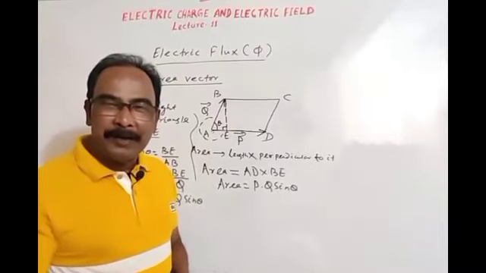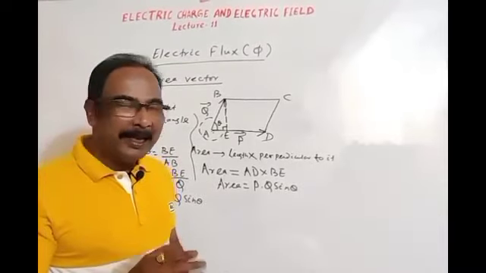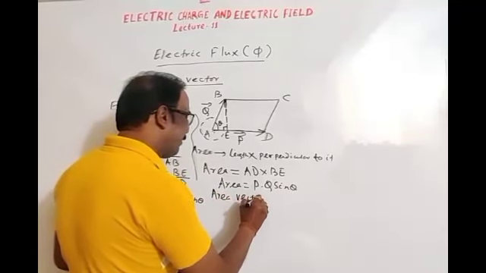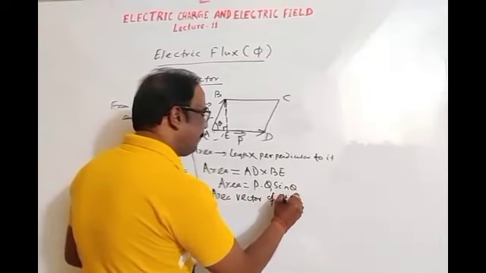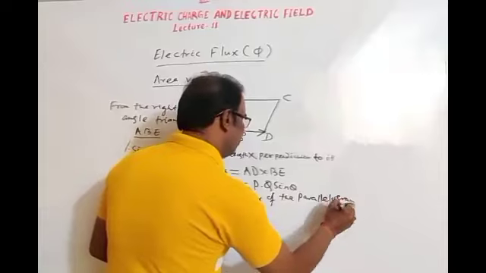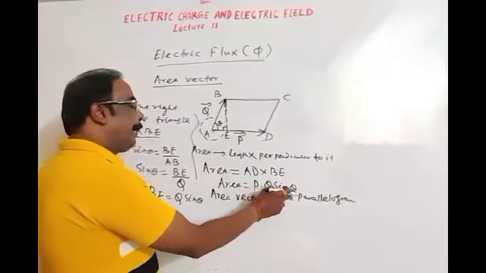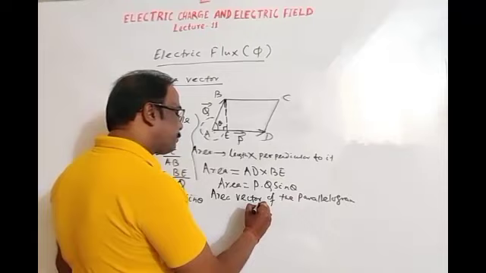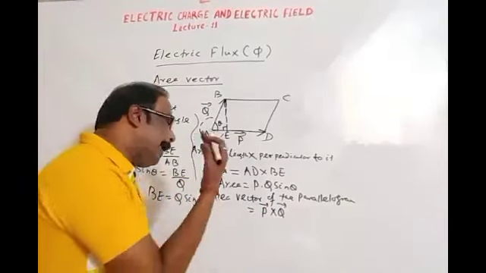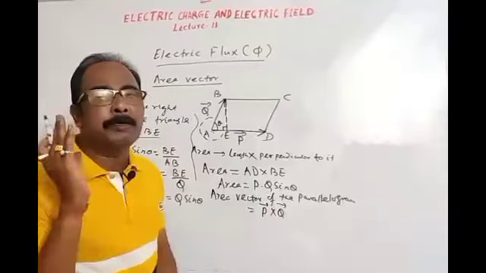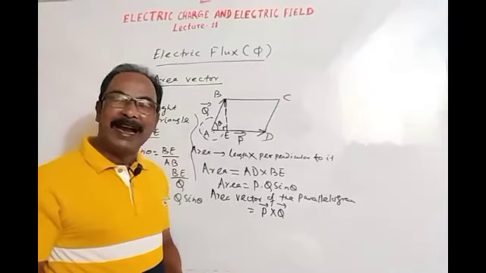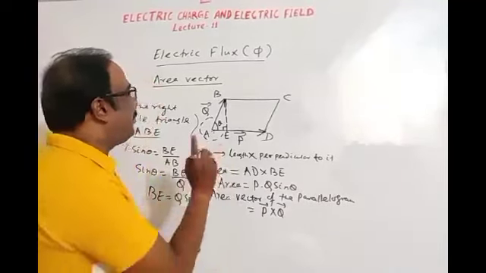Then it may be expressed in terms of the cross product of P and Q. Then area vector, I am writing completely, area vector of the parallelogram is equal to PQ sin theta. We may write it in vector form. Area vector is P cross Q. If area vector is expressed in terms of P vector cross Q vector, then it becomes easier to decide the direction of area vector, P cross Q.